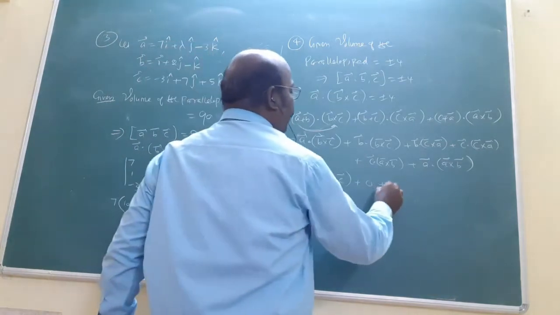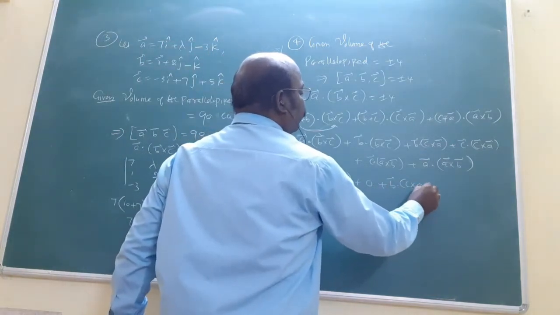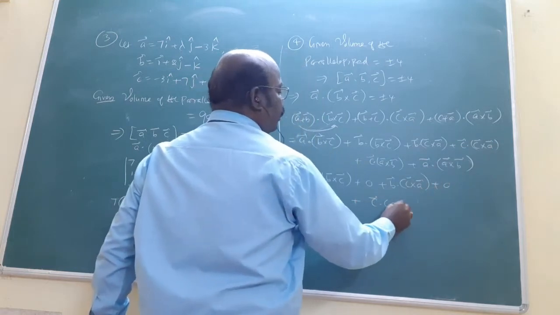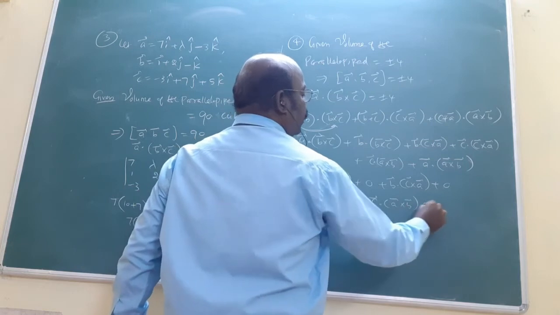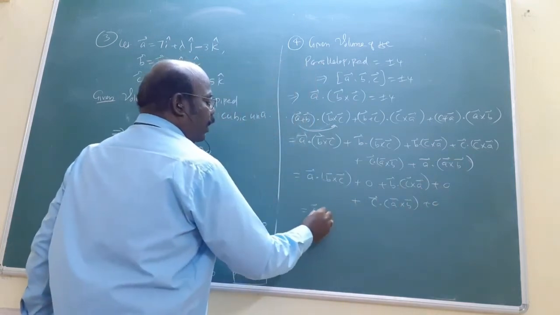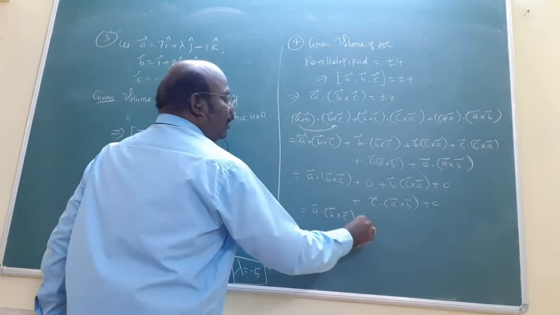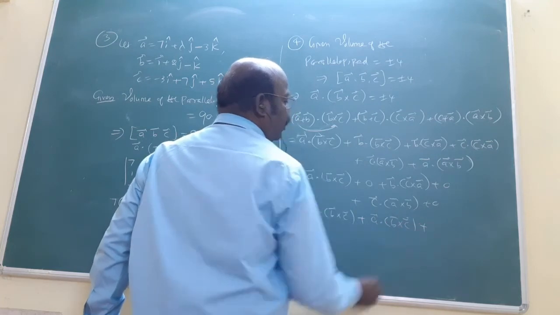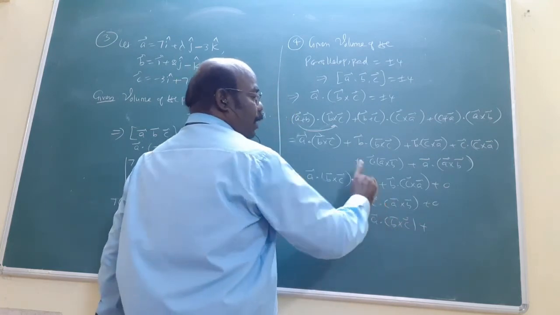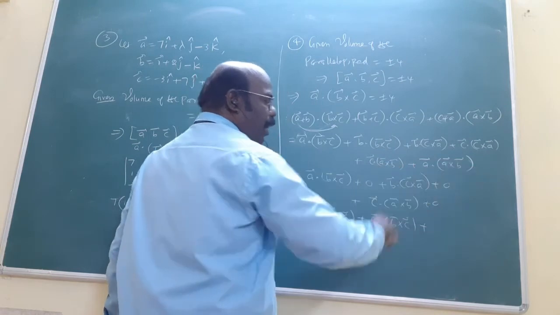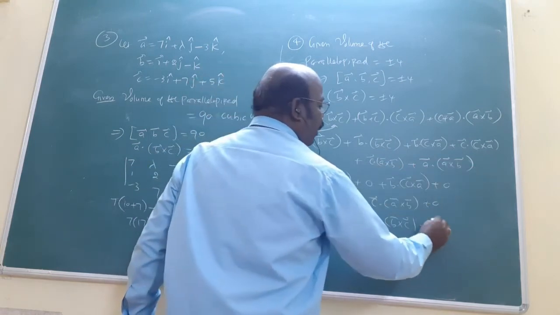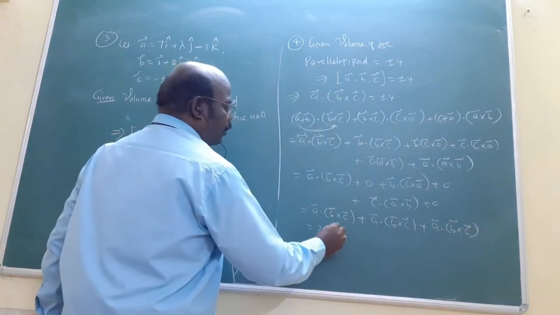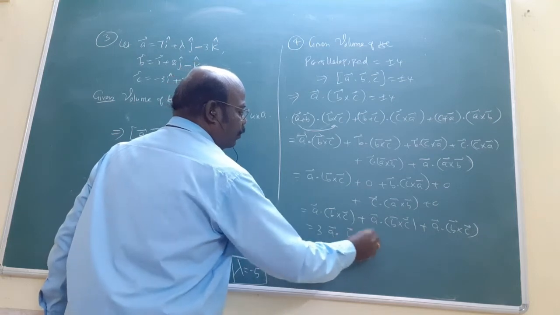Again, B dot C cross C: C is repeated, so 0. Again, C dot A cross C is 0. Last two: now this can be written as A dot B cross C. This also, B C A, is also A dot B cross C. Suppose it is not in order, then a negative will come. A B C, next B C A, next C A B, all the same. So now we get 3 times A dot B cross C.